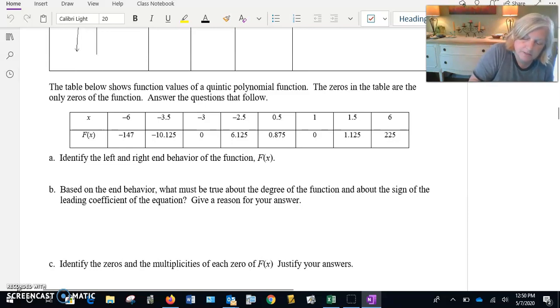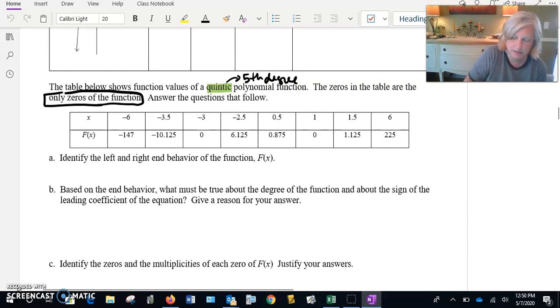Now, some important things that they're giving you in the stem of the problem is that it's quintic, which means that you have a fifth degree polynomial, which hopefully is telling you some information about the function. The zeros in the table are going to be the only zeros of the function. So I'm going to highlight that. When I look for the zeros, I'm going to highlight it in yellow, I believe. So let's highlight, there's 1, 2, and so those are the only 2 zeros.